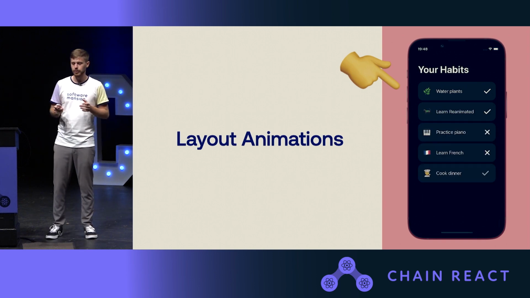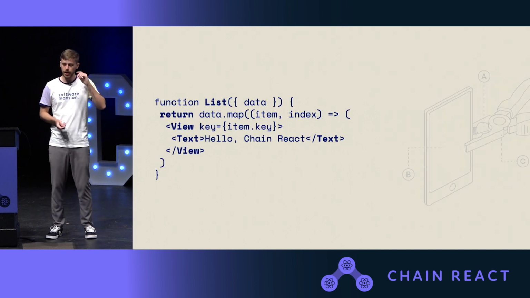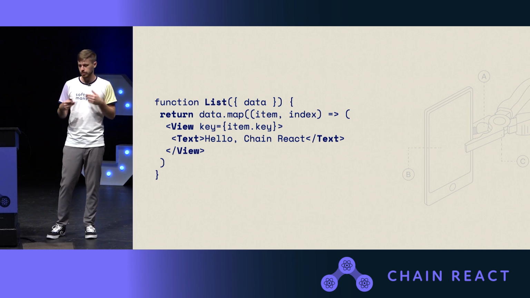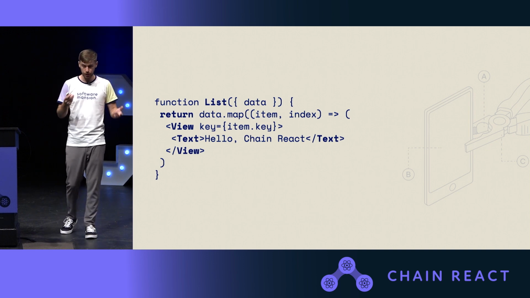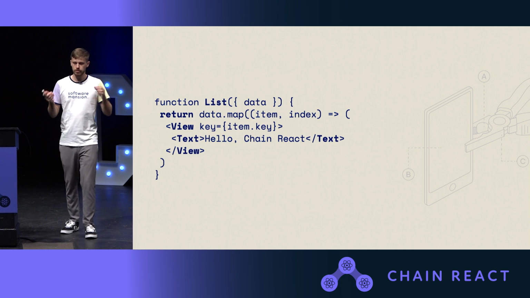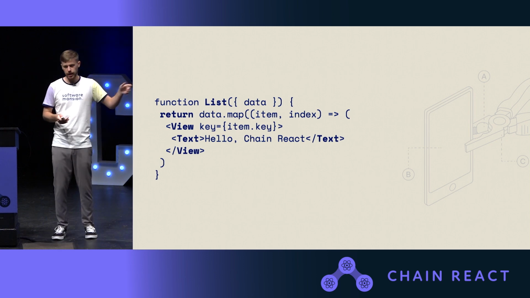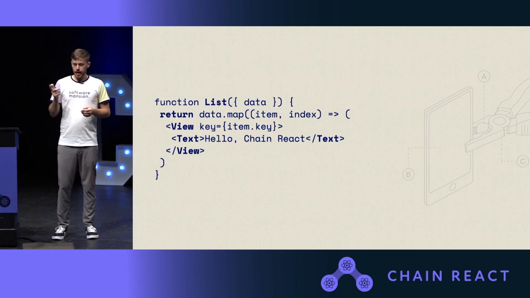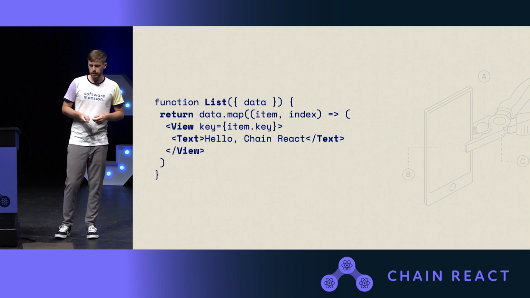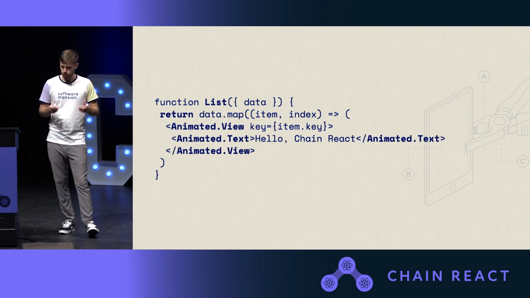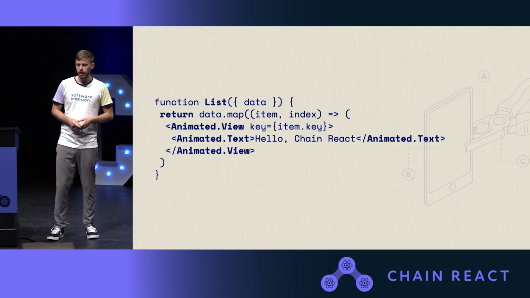It's a single prop. So for example, you have a list of components, like data coming from props as an array. And you map over it. There's a view, there's a text, hello Chain React, whatever. And you make those components animated components. OK, pretty simple so far.